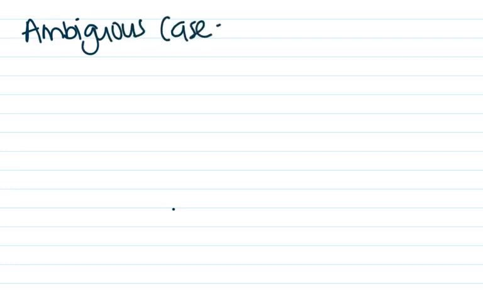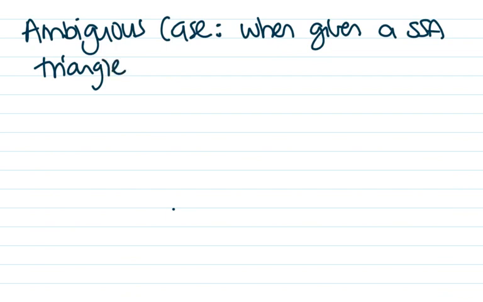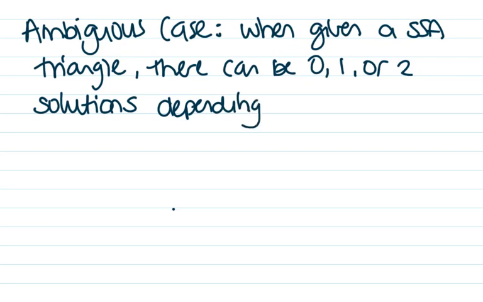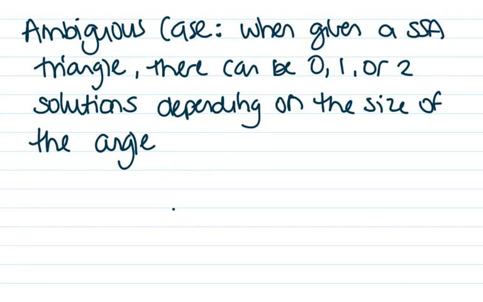All right? However, there is an ambiguous case to be aware of. So, when you're given a side-side-angle triangle, there can be 0, 1, or 2 solutions depending on the size of the angle and the lengths of the given sides.